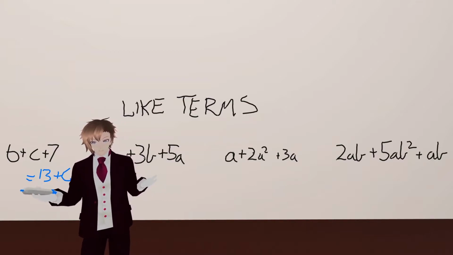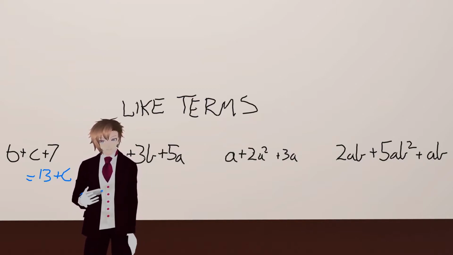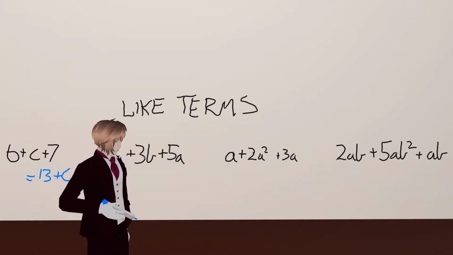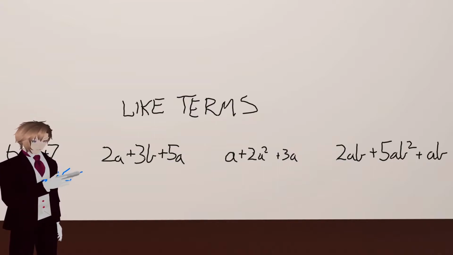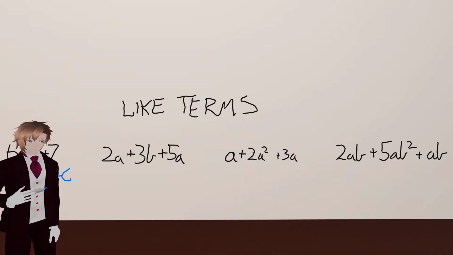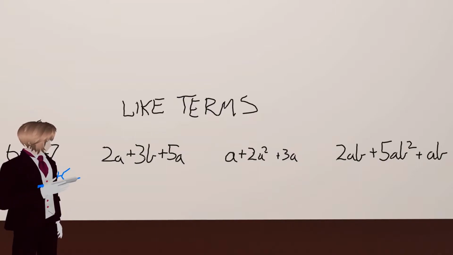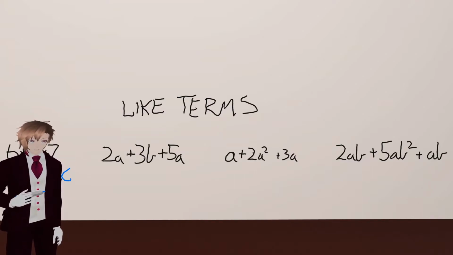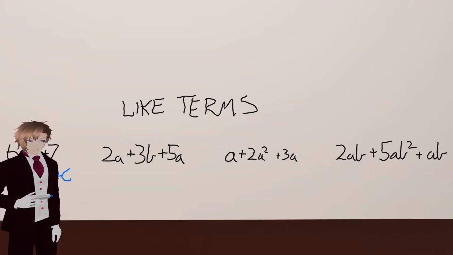It'd be like mushing my dolphin and my stingray together. We can't do that. They're both individual things. Let's have a look at our second example. We have 2a plus 3b plus 5a. Which ones have the same pronumerals? Well, the first one and the last one, they both have an a. So we have 2a plus 5a.